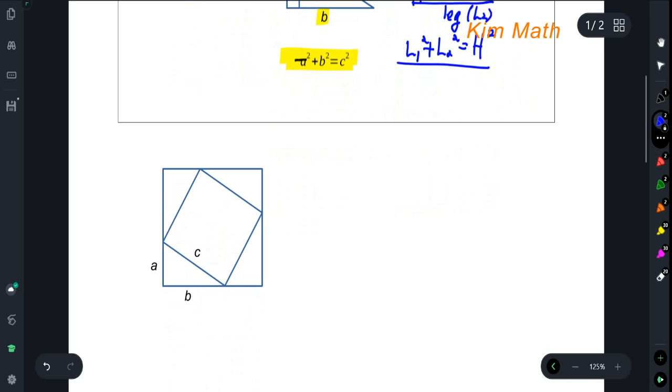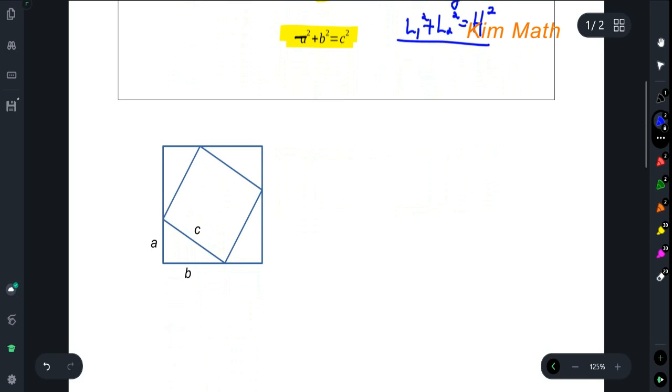Now here, let me briefly explain why we have this. It's some kind of a proof. We have a big square. Inside we have a small square with four congruent right triangles. Let this be A, this be B, this be C. Then this is also A, B, C. This is A, B, C. A, B, C, right?